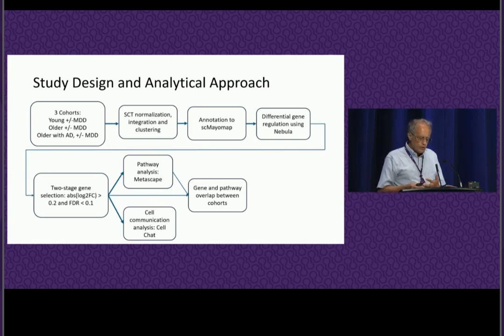For pre-processing, we utilized Seurat's SCTransform for normalization, integration, and clustering. Importantly, to put all of the cell type annotations on the same page, we annotated the data sets with the scMayoMap. Differential gene expression was performed using the NEBULA program, followed by a 2-stage gene selection process to determine gene overlap between the relevant groups. Pathway analysis was completed using Metascape, and cell communication networks were derived using CellChat.